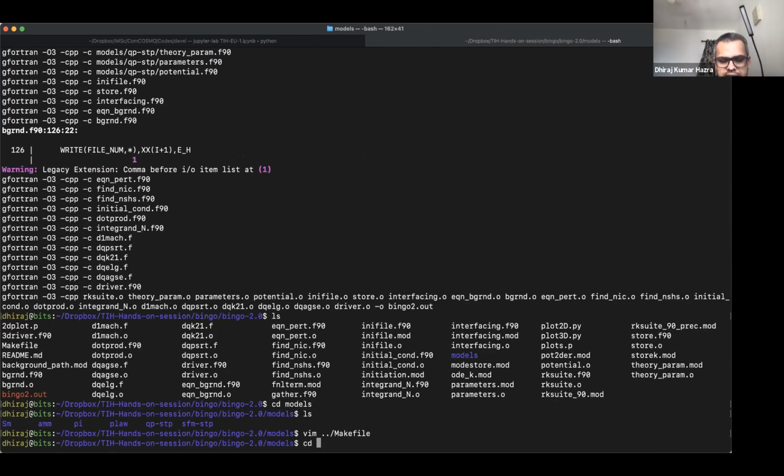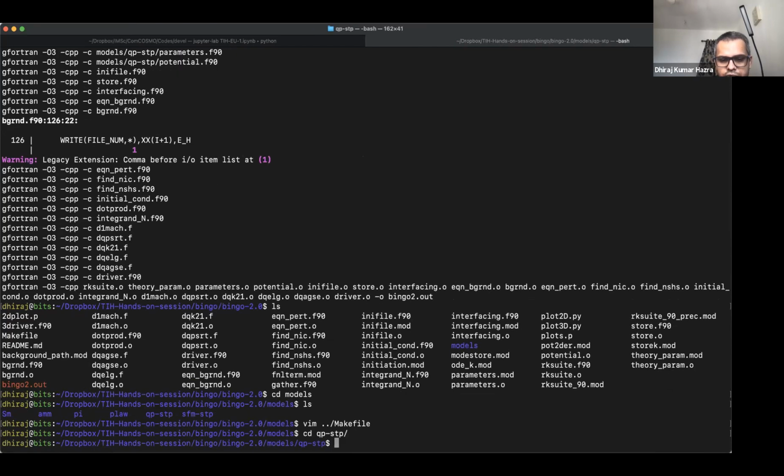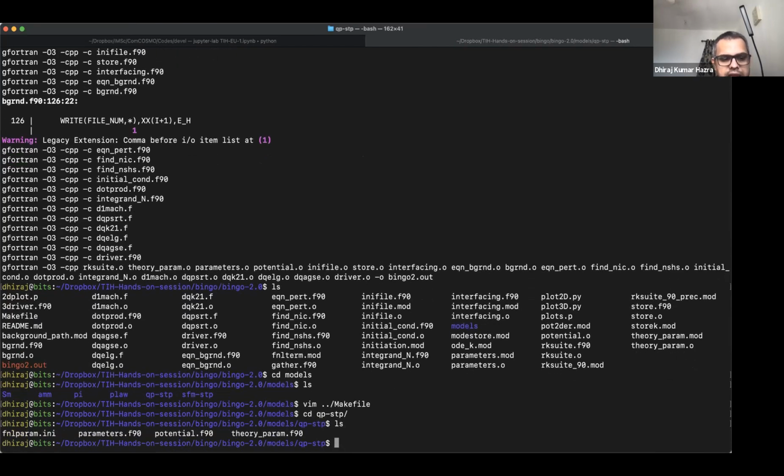And let's say I'm using QPSTP, quadratic potential. Let's see what are the folders. Okay, what are the files inside that? One is this initial file. One is this parameters.f90 file, potential.f90 file, and theory params.f90 file.